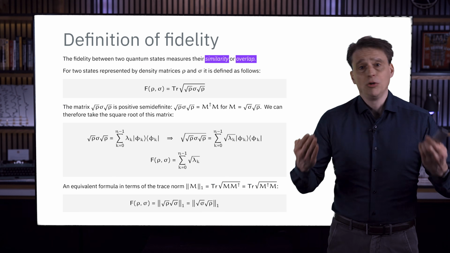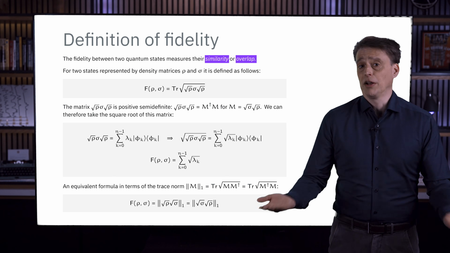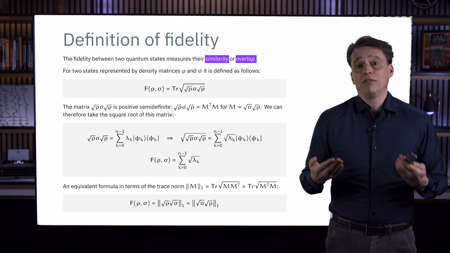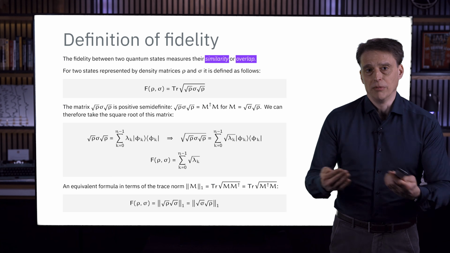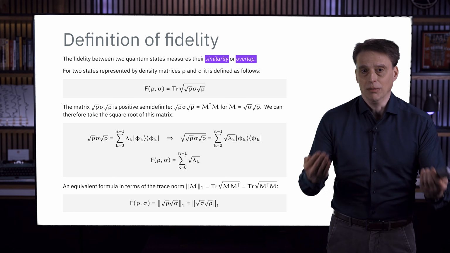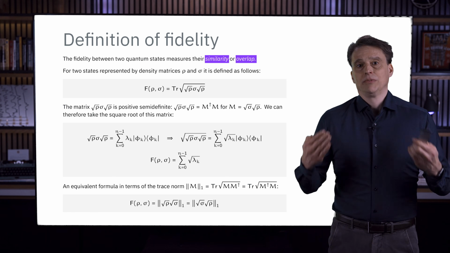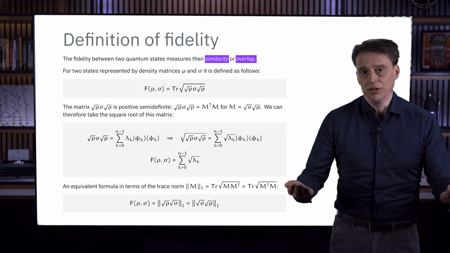I didn't go into too much detail about the trace norm, and in particular, I didn't even define it for non-Hermitian matrices, but it does have a simple enough definition. One way to define the trace norm of an arbitrary matrix M is that it's the trace of the square root of M times M dagger, or equivalently, the trace of the square root of M dagger times M. You get the same value either way you do it.